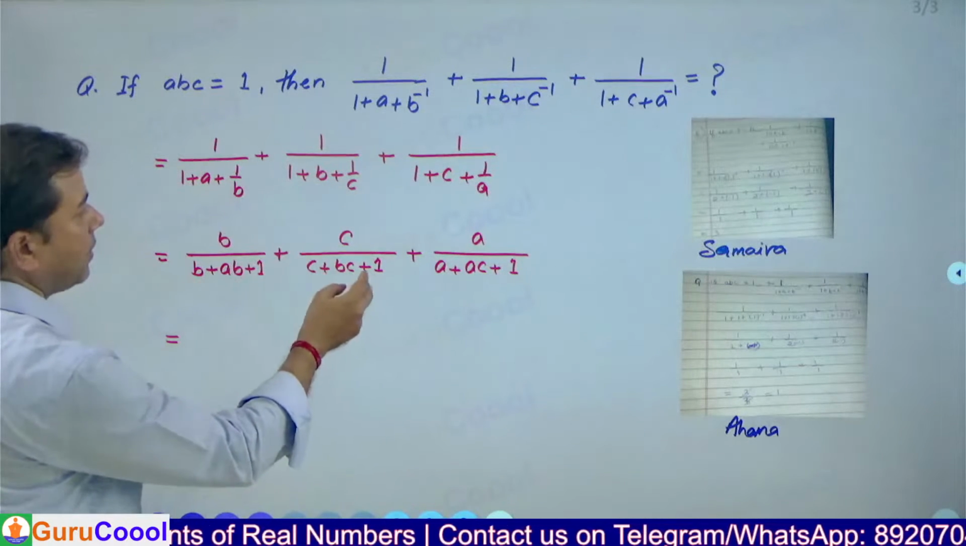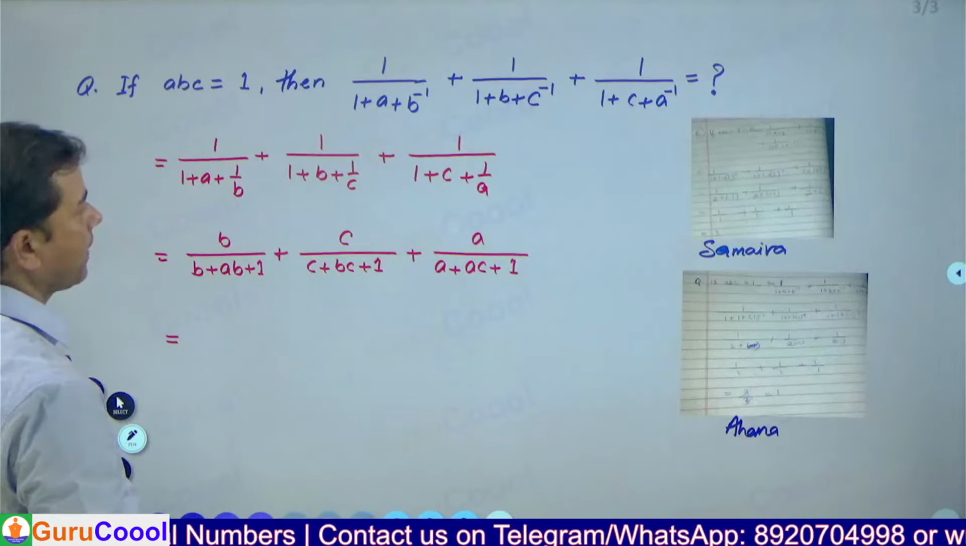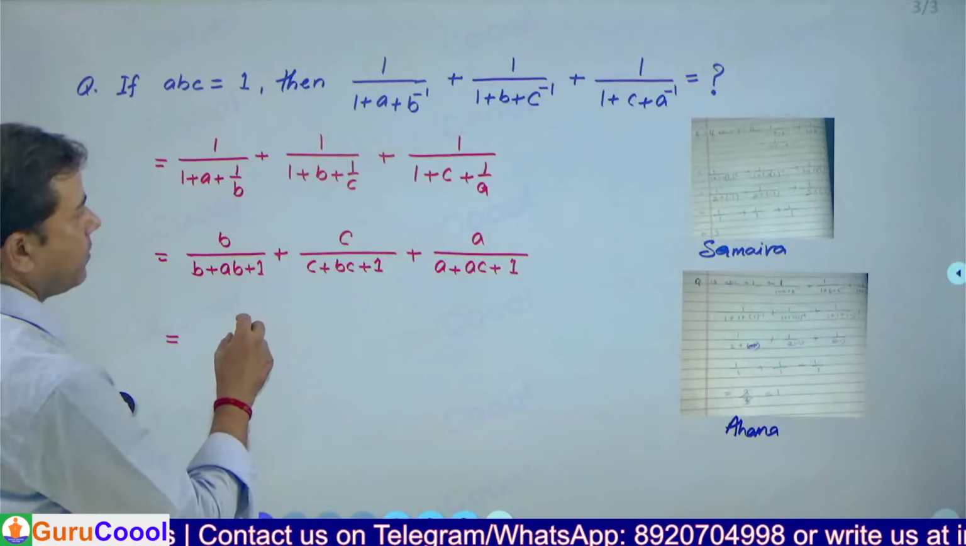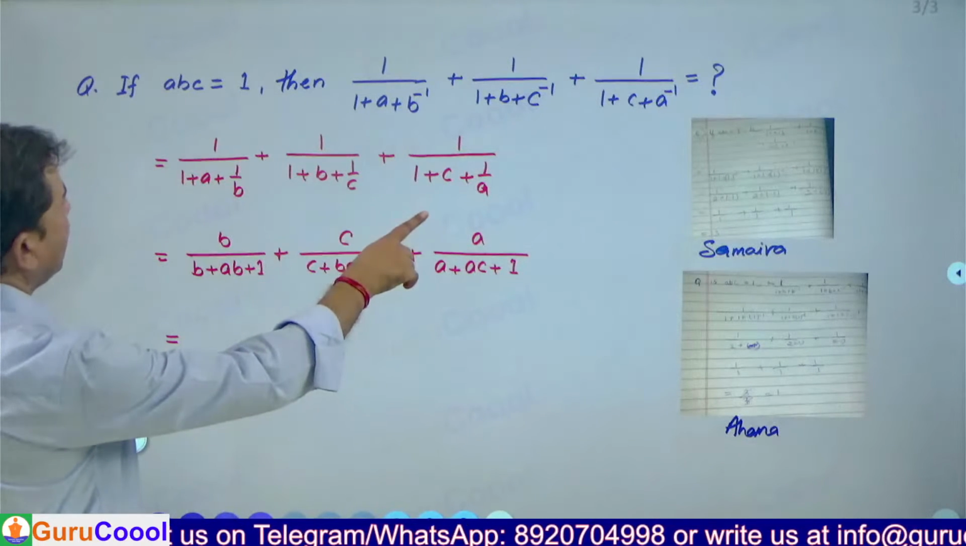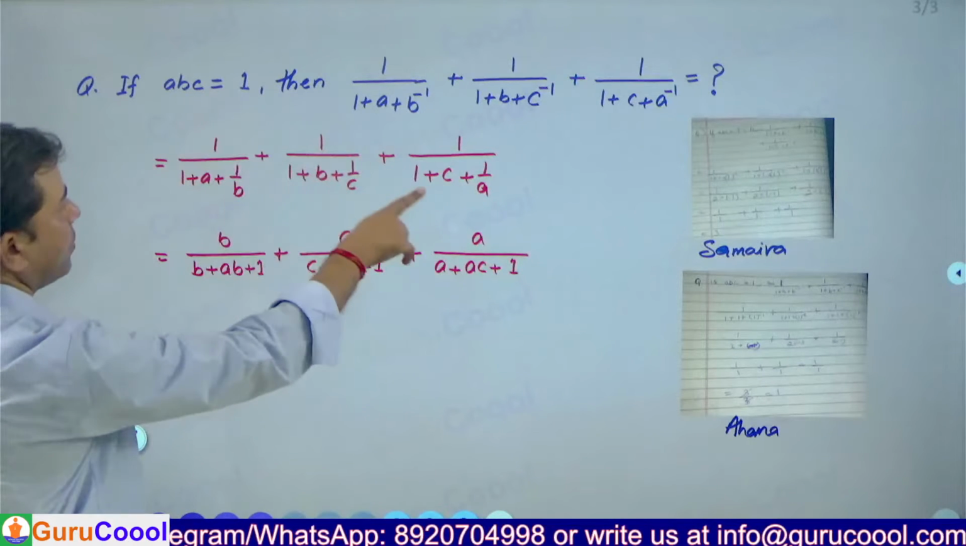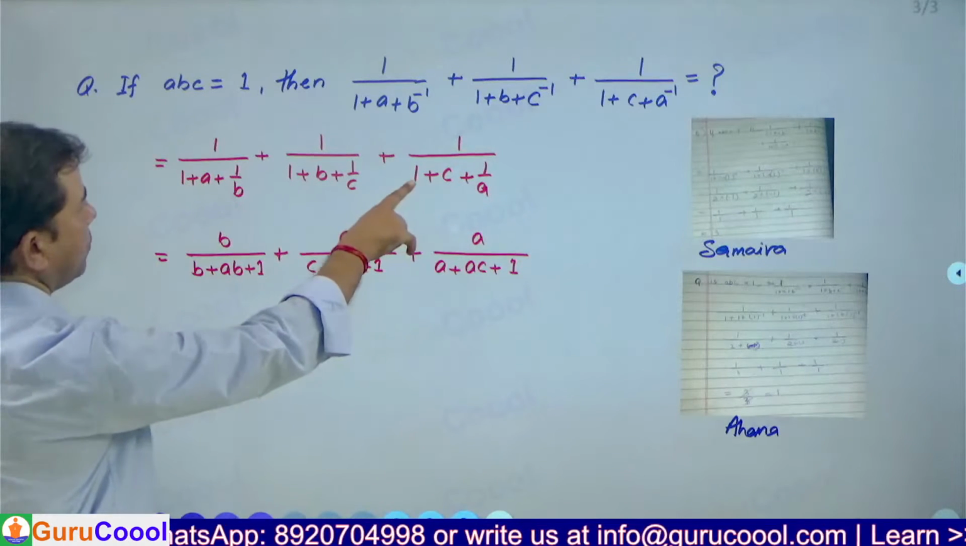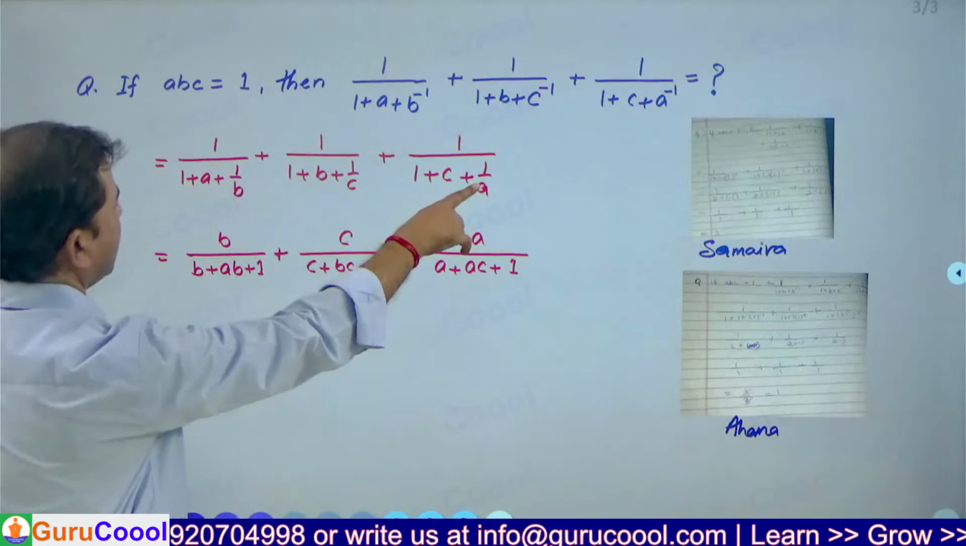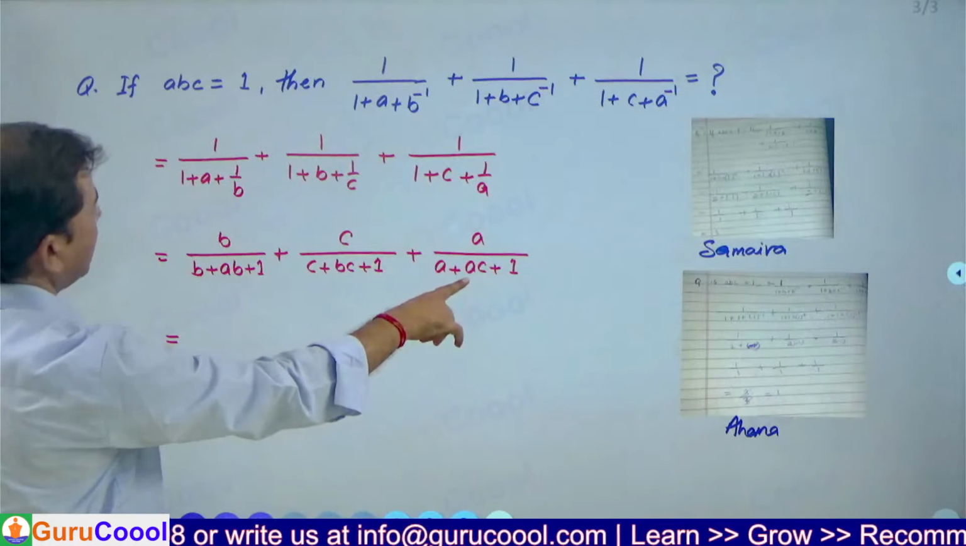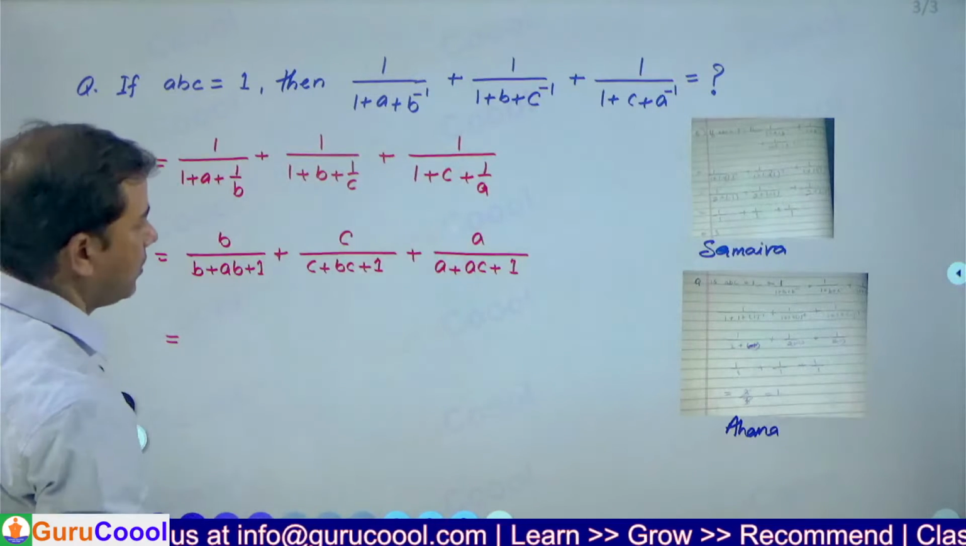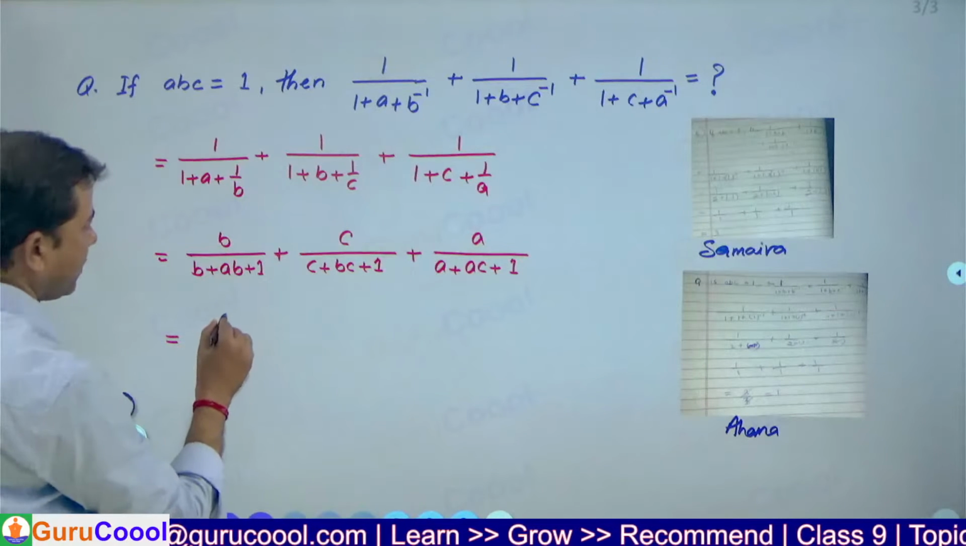Let's make a change here in the strategy. 1 by a is equal to bc. So 1 plus c plus bc, ac. No, it's okay. We don't need to make a change.